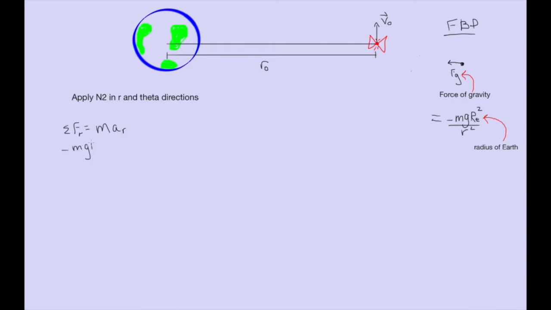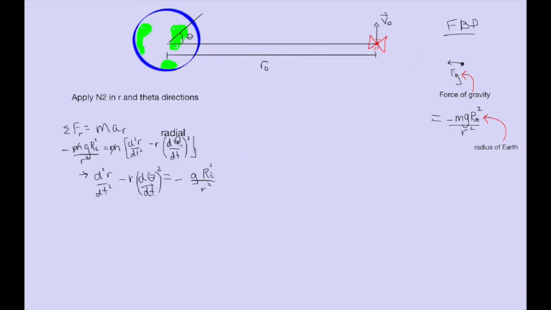Let's start in the radial direction. Negative mg re squared over r squared equals the mass times the acceleration in polar coordinates. We can get rid of mass and rearrange it. There we go. Let's leave the radial component here for now. If we consider the transverse direction, all we get is the theta component of acceleration in polar coordinates is equal to 0.